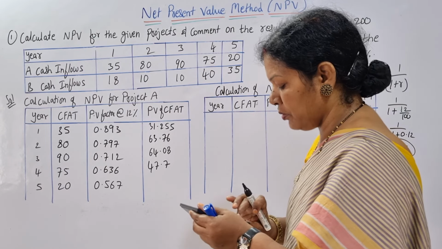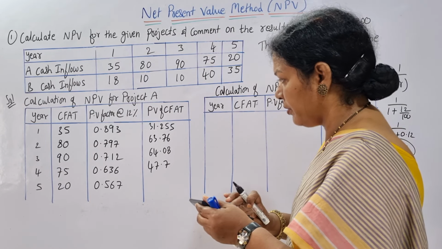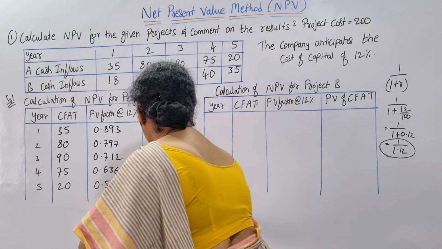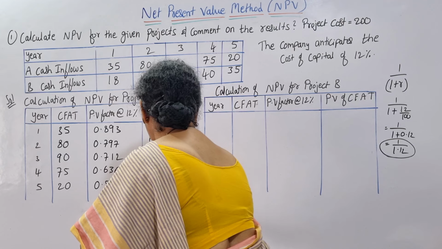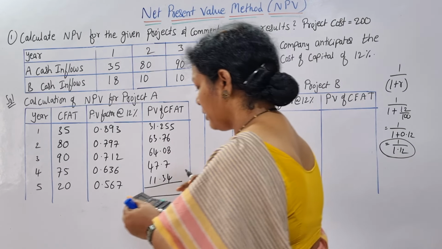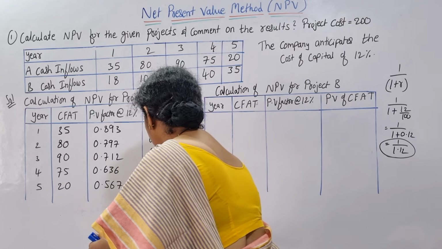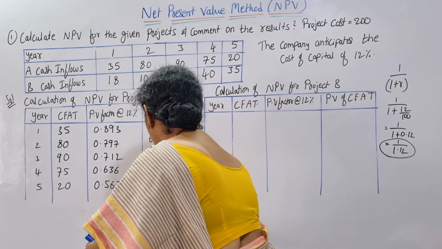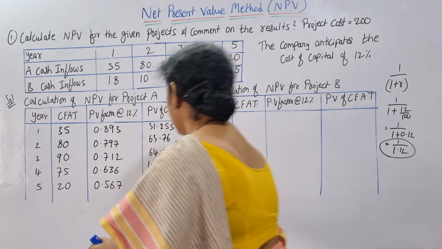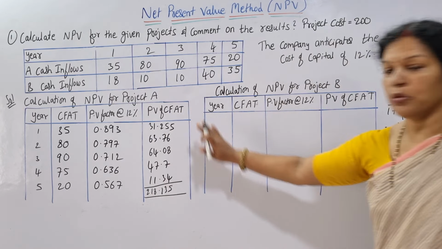Next 20 into 0.567 is 11.34. Total, I am getting 218.135. This is the total. So this you got it.